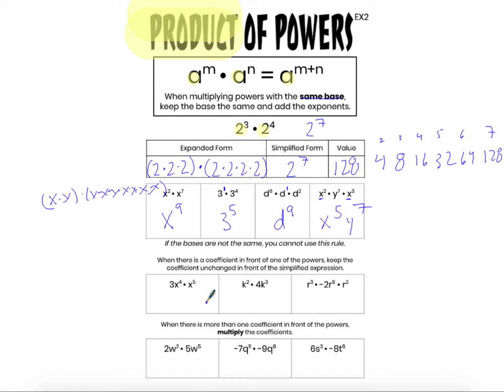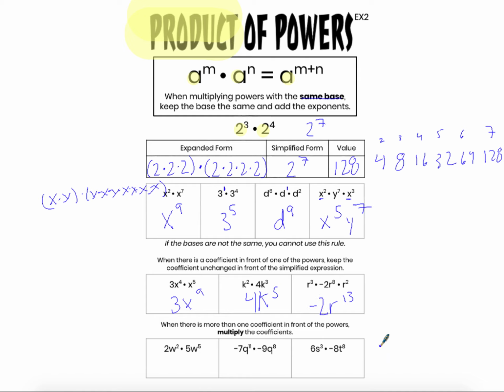If there happens to be a coefficient in front of one of the powers, meaning a number being multiplied by that power, just keep that coefficient. So let's apply the product rule. x to the 4th times x to the 5th is x to the 9th, 4 plus 5. And then I just keep the coefficient of 3. Same thing here, k squared times k to the 3rd is k to the 5th. Coefficient of 4. r to the 3rd times r to the 8th is r to the 11th, times r squared is r to the 13th with a coefficient of -2.